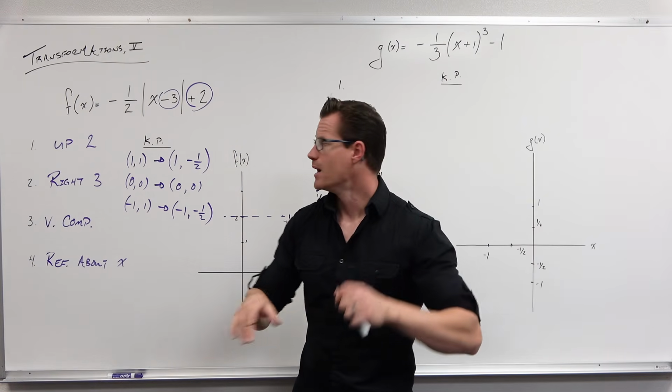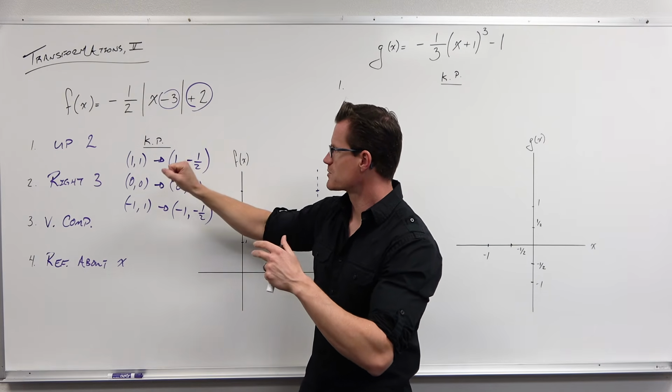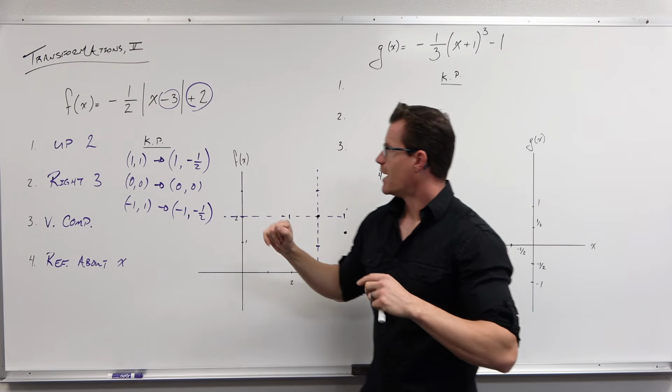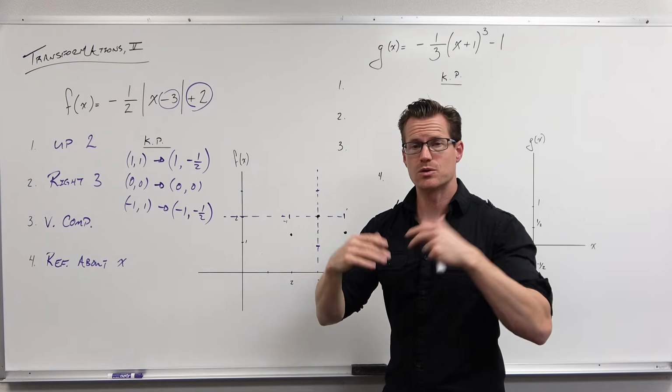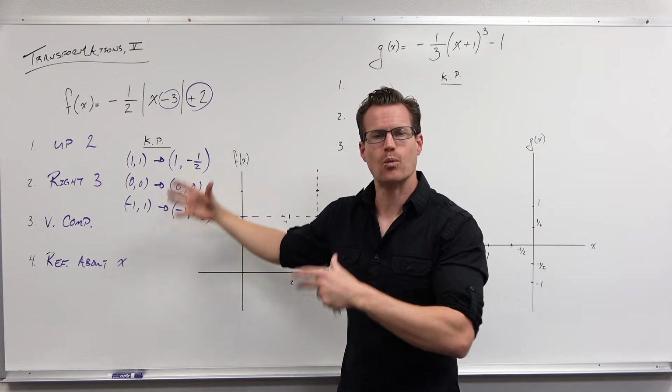I got that in my head. I know what my transformations are. So I know what my key points were. I'm shifted up 2. I got that. Shifted right 3. I got that. I am doing a vertical compression. I multiplied my outputs by 1/2. I'm doing a reflection about the x. I multiplied my outputs by a negative. We did that at one time.